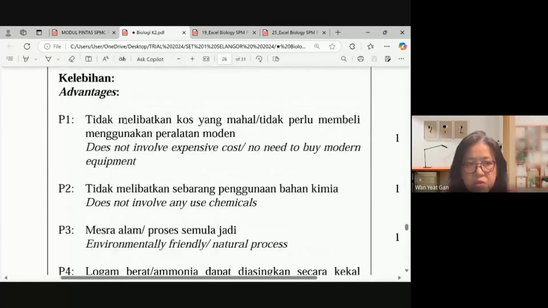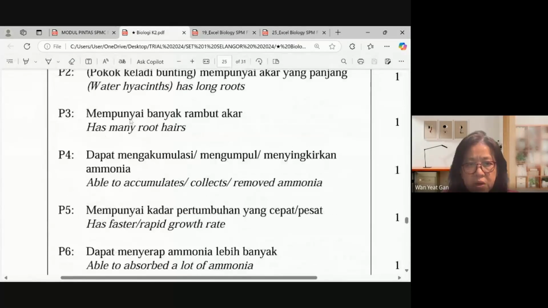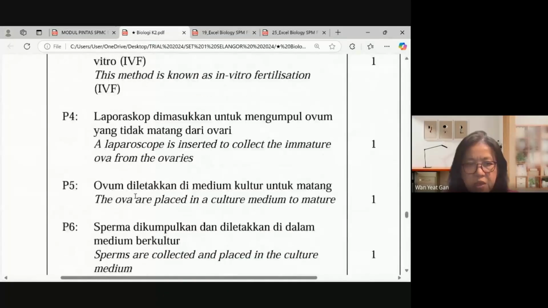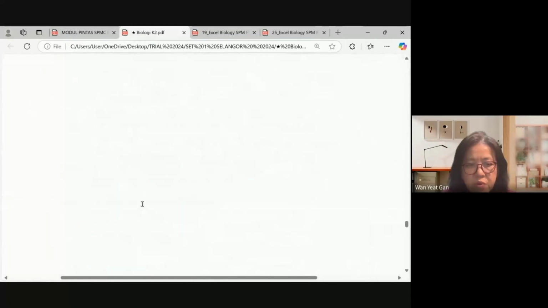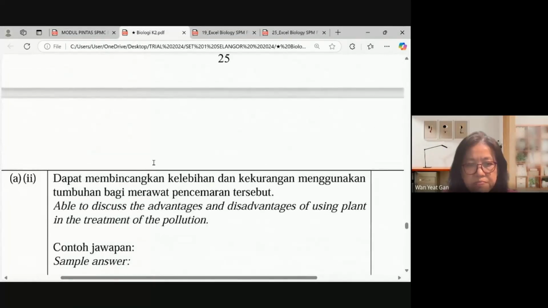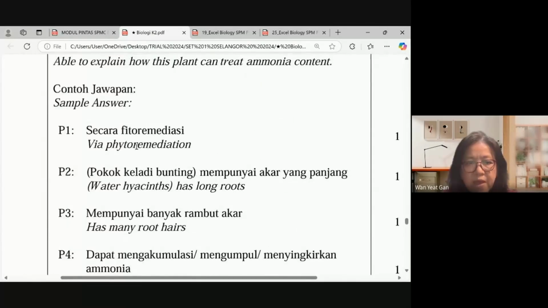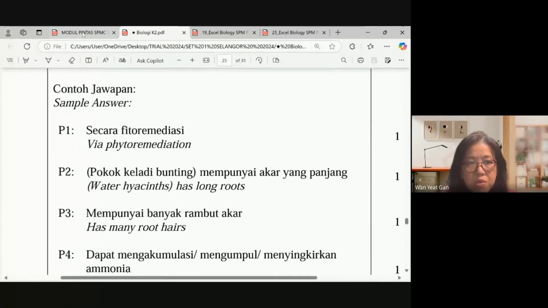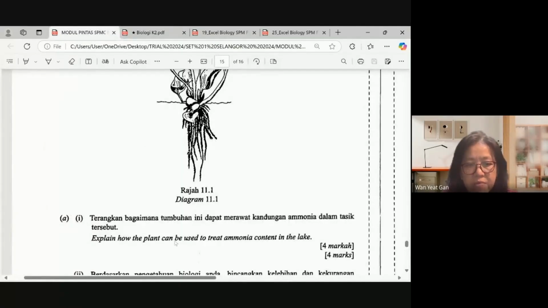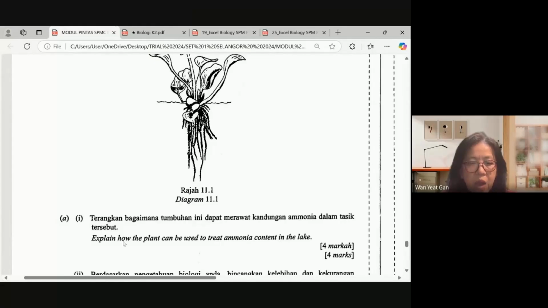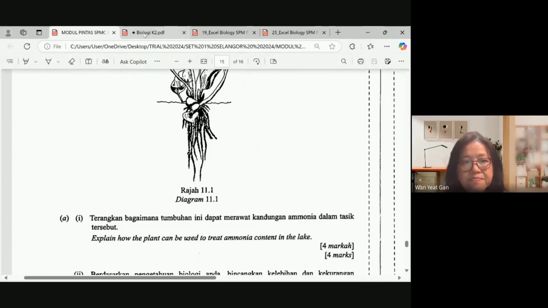Okay, so the method that you can use to treat the water is via phytoremediation. Now, the question asks how the plant can be used to treat ammonia content in the lake.